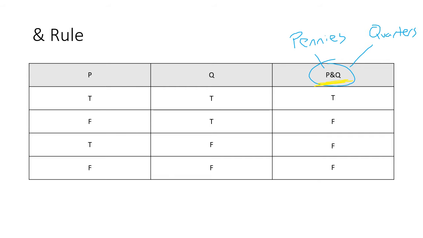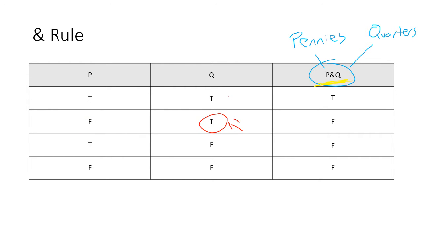Well, it's only true where I have pennies and quarters. So saying the statement I have pennies and quarters is true when it's true that I have pennies and when it's true that I have quarters. If I were to say I have pennies and quarters in these other situations, like in this one, well, it's false that I have pennies. It's true that I have quarters. So saying that I have pennies and quarters, well, that's false because I don't have the pennies.